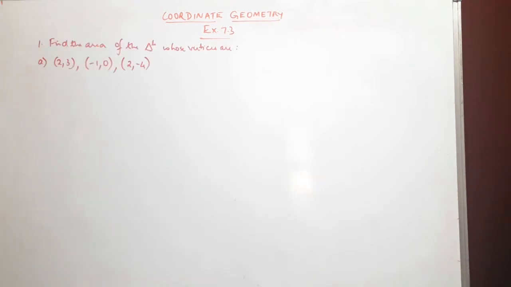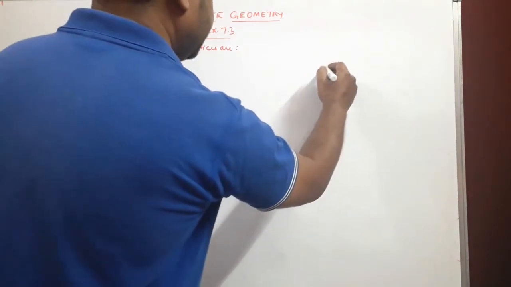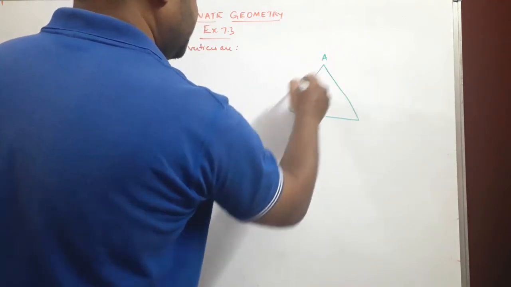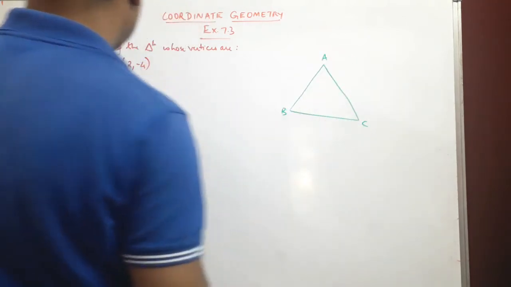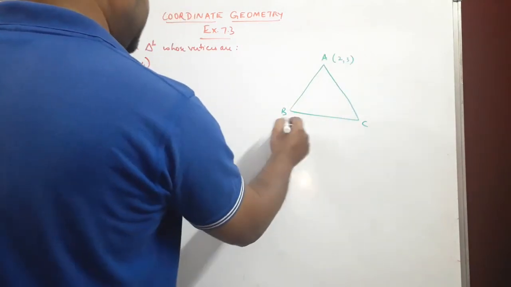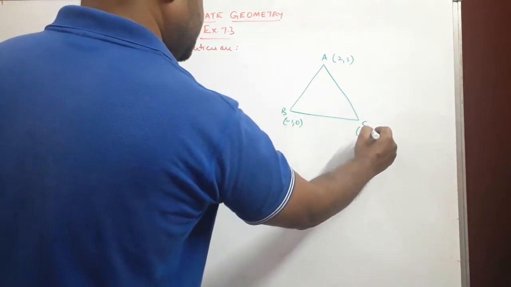So the first question under exercise 7.3 is find the area of a triangle whose vertices are, and the first problem is 2, 3, minus 1, 0, 2, minus 4. So first thing is to assume the points as A, B and C. So it's as good as saying we have a triangle where we need to assume 3 vertices A, B and C, and we'll have to assume A as 2, 3, B as minus 1, 0 and C as 2, minus 4.